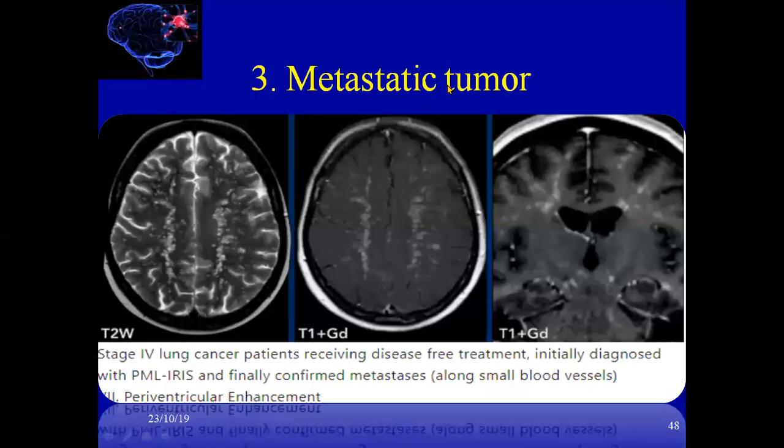I know a metastatic tumor here can also show perivascular enhancement around the brain. This is a stage 4 lung cancer patient who received immunotherapy treatment and was initially diagnosed with PML-IRIS and finally confirmed with metastasis.